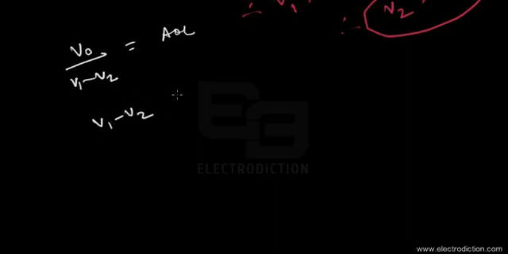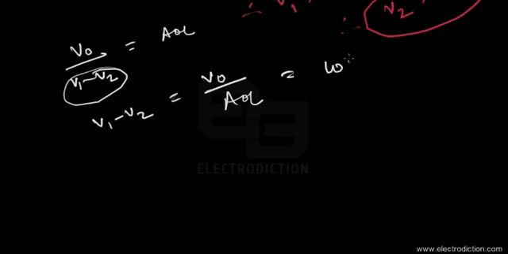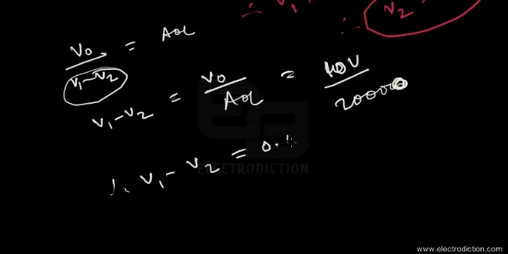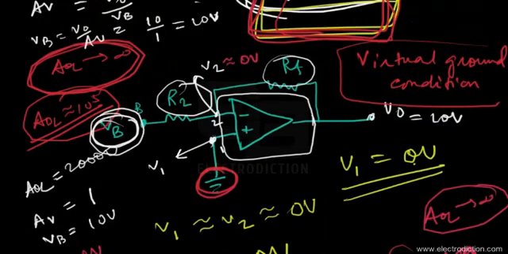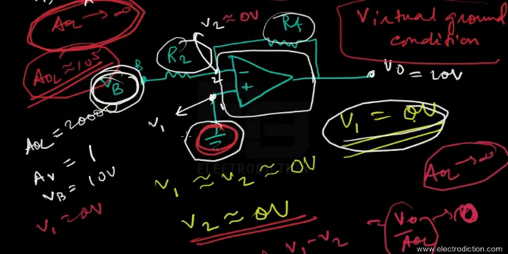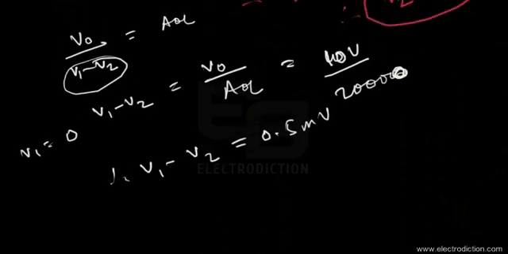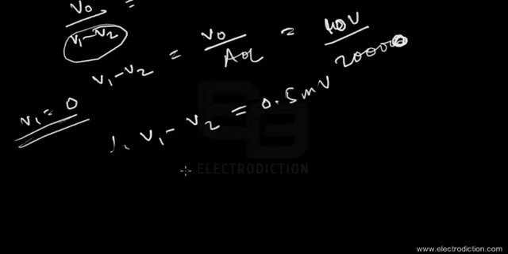Since over here the difference between the input voltages is equal to the output voltage divided by the open loop gain, just putting in the values, that's 10 volts divided by 20,000, we get V1 minus V2 equal to 0.5 millivolts. Now since V1 is equal to 0 volts, as this is grounded right over here, we put V1 as 0, so we get V2 as minus 0.5 millivolts respectively.